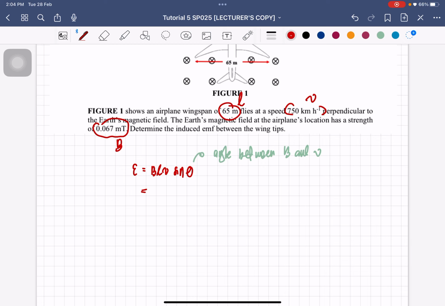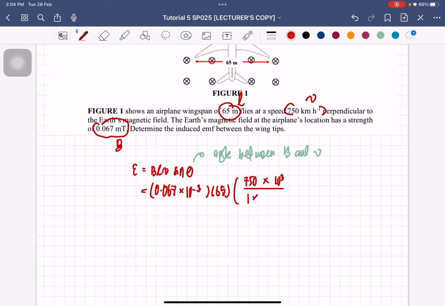Okay, so now we already have the values, so just substitute into the formula here. And then what is L? L is 65, V is 750 km per hour. So we have to convert that 750 km to meters, so multiply by 10 to the power of 3, per hour. So we have to put per here.